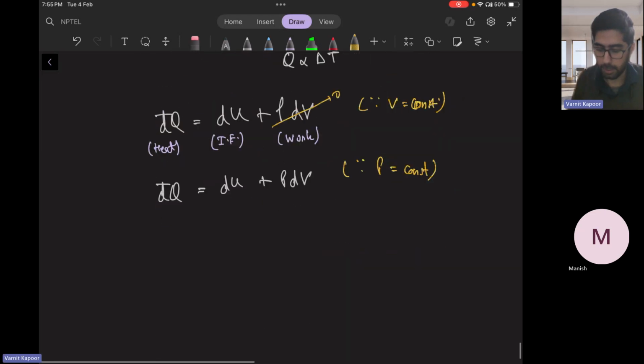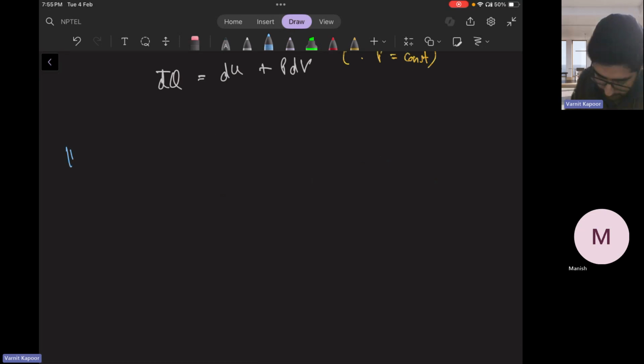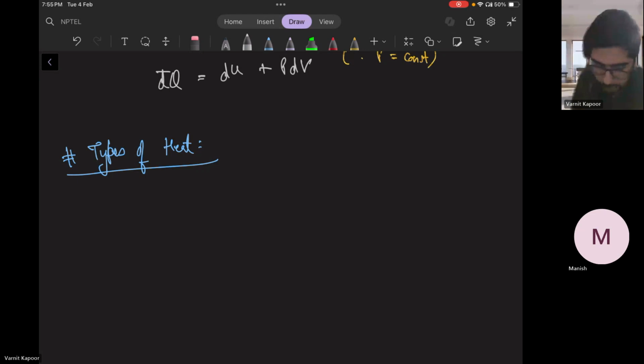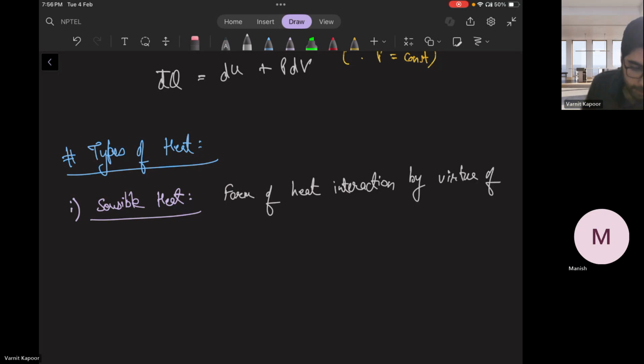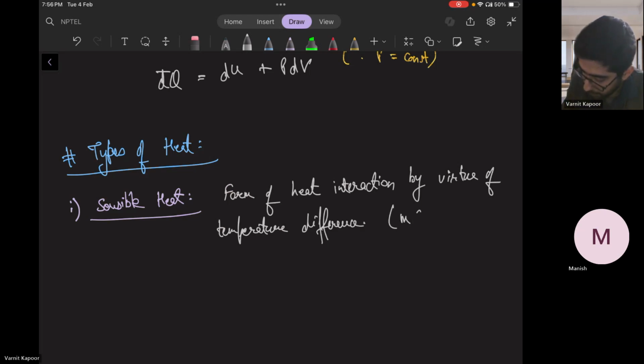All right. Okay. Now let's come to the topic of types of heat. Few minutes left, then we'll end the chapter of this tutorial. So there are two types of heat. One is sensible heat, one is latent heat. So first, sensible heat. The form of heat interaction by virtue of temperature difference is the sensible heat, that is MC delta T.